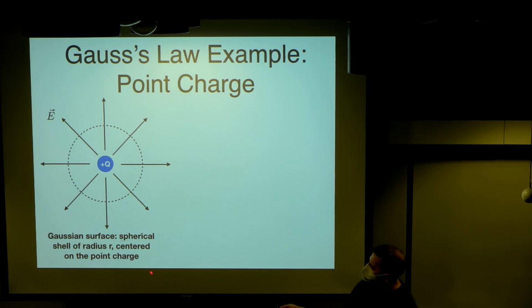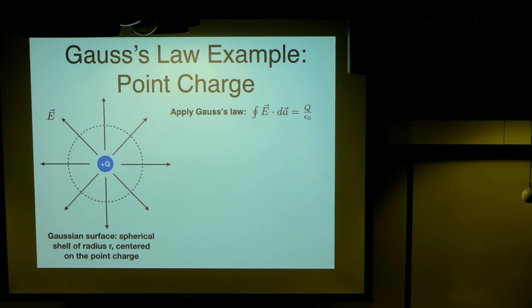So what is the Gaussian surface? It's a spherical shell, radius lowercase r, centered on the point charge. Okay? So there it is. Now it's all set up, and we can apply Gauss's law, which says the integral of E dot dA over the entire closed surface is equal to the enclosed charge, which is just Q, the charge we're surrounding, divided by epsilon naught. Okay?